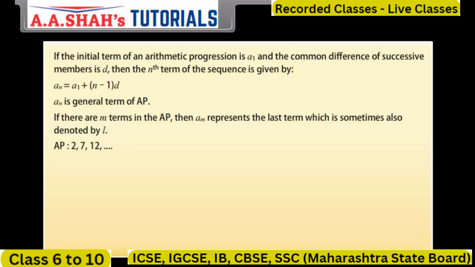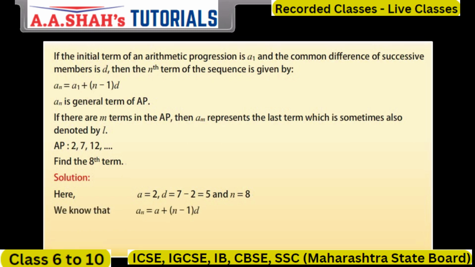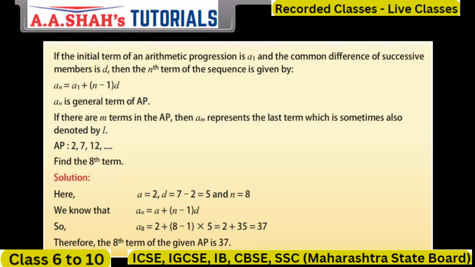Now by using the formula of nth term, let's find the 8th term of the given AP. Here A is equal to 2, D is equal to 7 minus 2, which is 5, and n is equal to 8. We know that An is equal to A plus n minus 1 D. So, A8 is equal to 2 plus 8 minus 1 into 5, which is equal to 2 plus 35, which equals 37. Therefore, the 8th term of the given AP is 37.